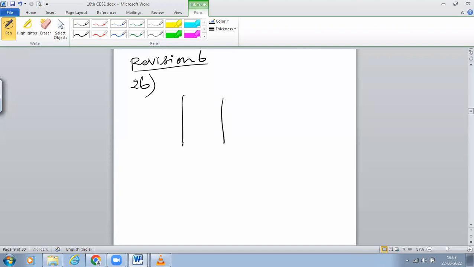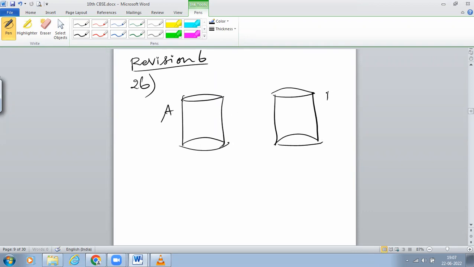This is cylinder A. Whenever you come across this type of question, please draw the diagram. Then it will be easy to understand the question. So there are two cylinders. The first one is cylinder A, and this is cylinder B. Now the diameter of cylinder A is given as 7 centimeter, and the height of cylinder A is 14 centimeter.